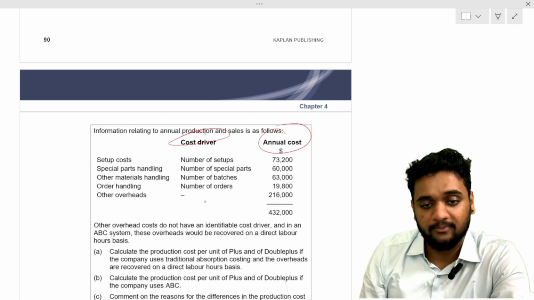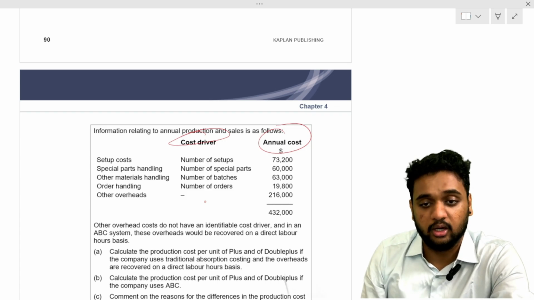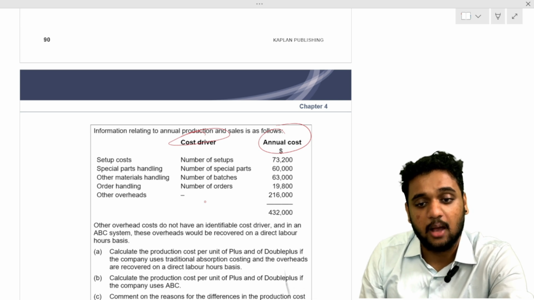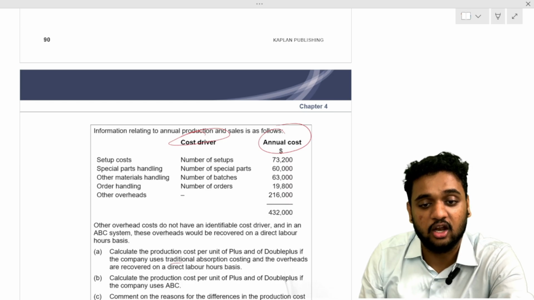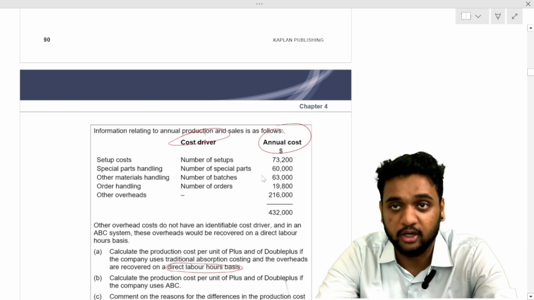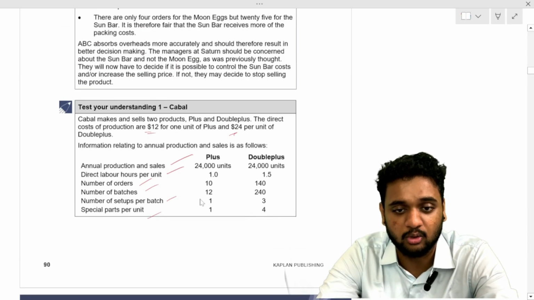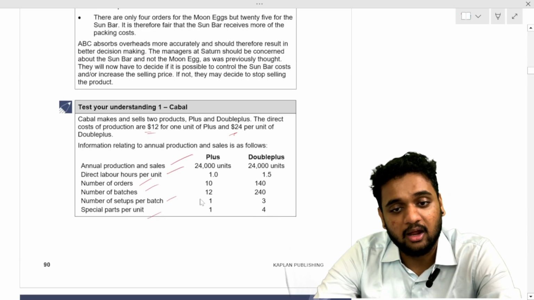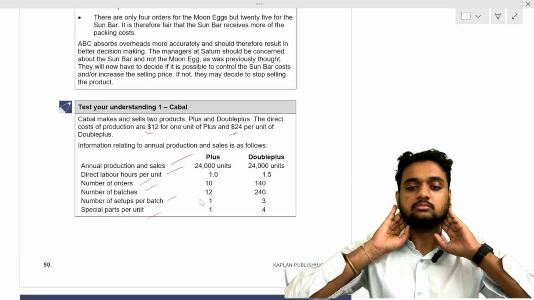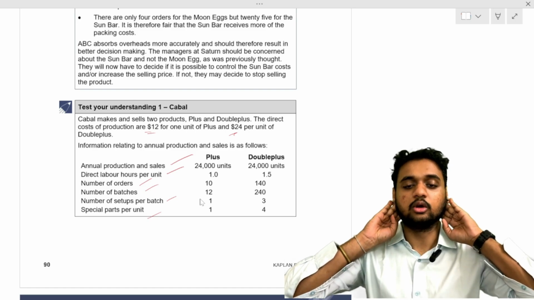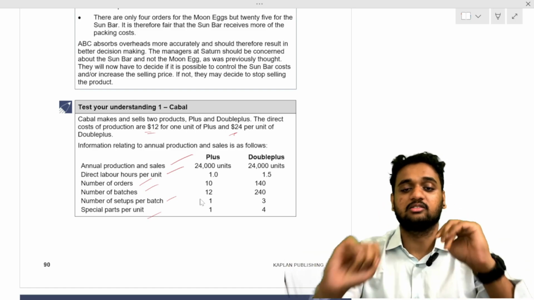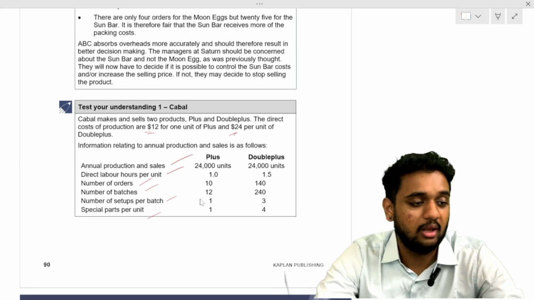Question part A now. Calculate the production cost per unit of Plus and Double Plus. The company uses traditional absorption costing and the overheads are absorbed on the basis of direct labor hours. So the entire cost is 4,32,000, divided based on what? How will you find the total labor hours? Do the question and let me know. What are the total labor hours in the question?